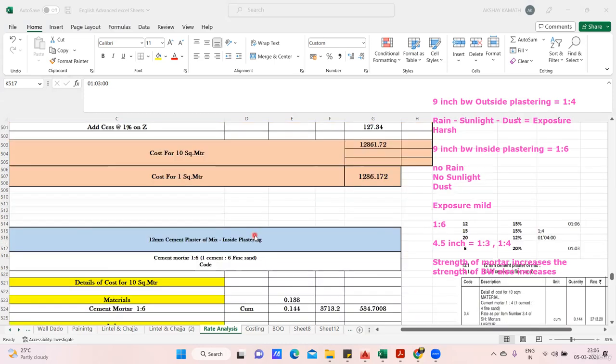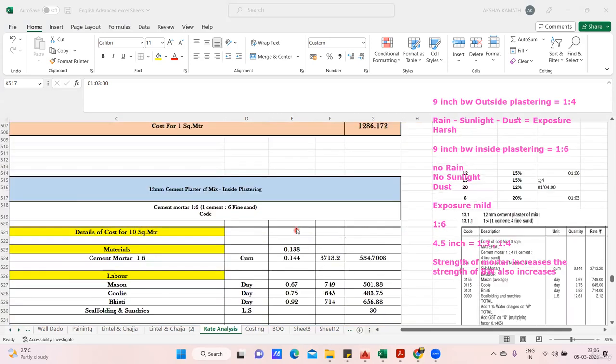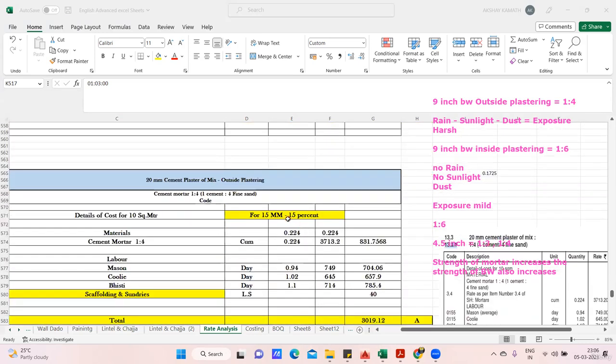So that is why wherever we have 4.5-inch brickwork, if you had seen this, in this 15 mm plastering, wherever we did, this 15 mm plastering was done in a half brick masonry, isn't it? So that is why, in order to increase the strength of the wall, wherever 4.5-inch brickwork is done, we go with 15 mm plastering, and the ratio is usually 1 is to 3 or 1 is to 4. So you got a complete idea, right?